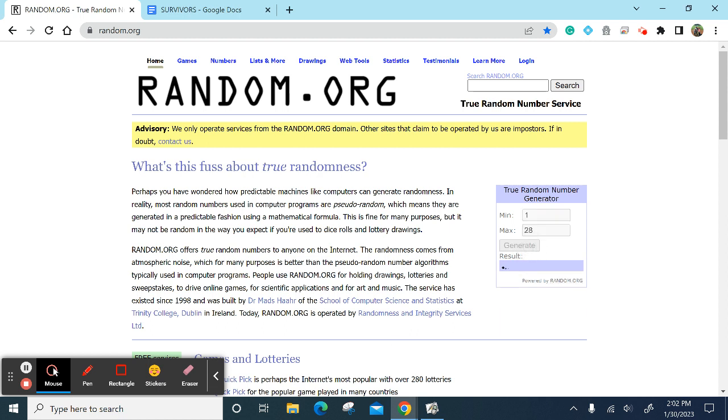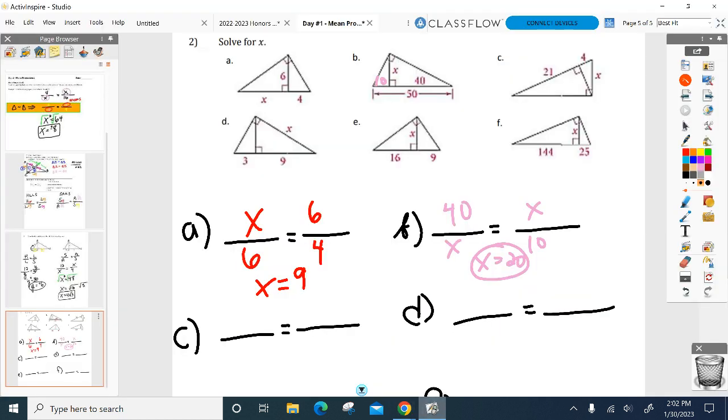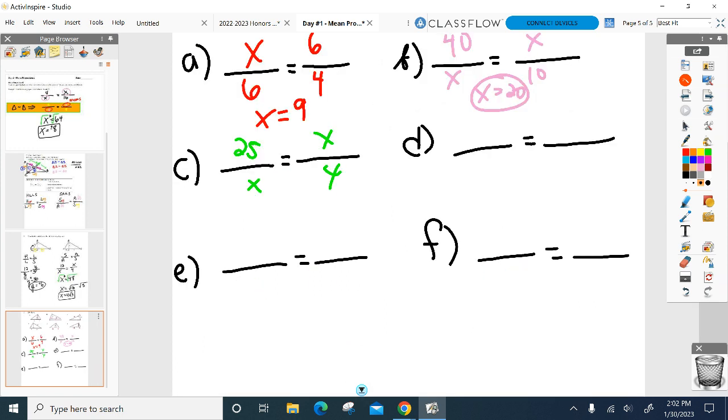C now. C is 25 over x equals x over 4. That's a hills right there. Good work. 25 is the hypotenuse. And then what do we get for x, Will? X equals 10. Yep, square root of 100. Good work so far, everyone. All right, D.